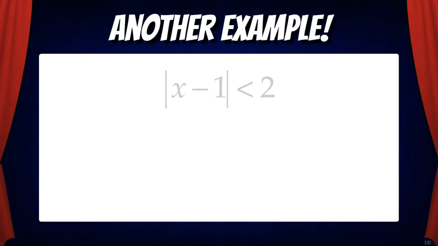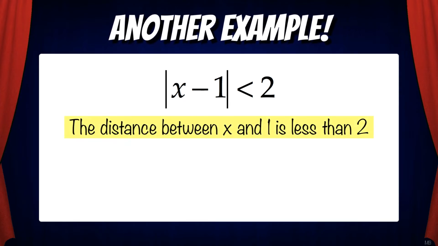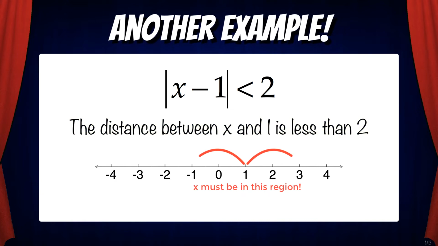Here's another example. The absolute value of x minus 1 is less than 2. What this really means as a distance statement is the distance between x and 1 is less than 2. So let's go to 1 and move out 2 units in either direction. This gives us the region that x must be within. In other words, x must be greater than -1 and less than 3.